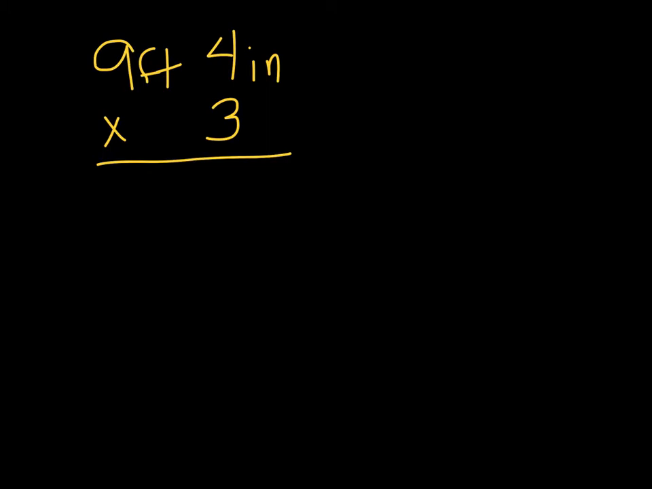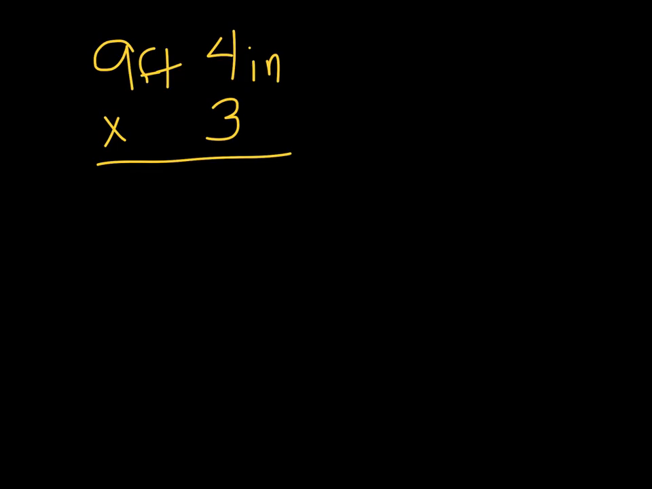And then 3 times 9 is 27 feet. So now I take a look here and I see that I have 12 inches. I know that 12 inches equals 1 foot. So I can actually take that 12 inches and turn it into 1 foot and add it to here. So then I have 28 feet. So that's the first way of doing it.